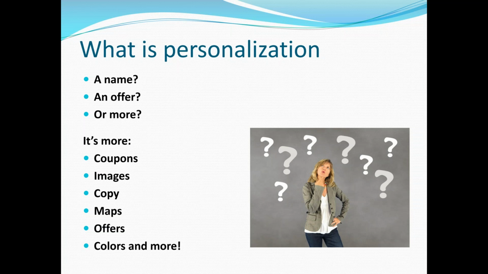You can personalize a mail piece in a variety of ways to not only get attention, but to drive response. The objective of personalization is to make people feel as though the offer is special to them and therefore it's irresistible. Personalization now should include, but is not limited to, coupons, images, copy, maps, offers, colors, and more. Make each person feel as though that special offer is just for them. When you do, it leads to a better response.